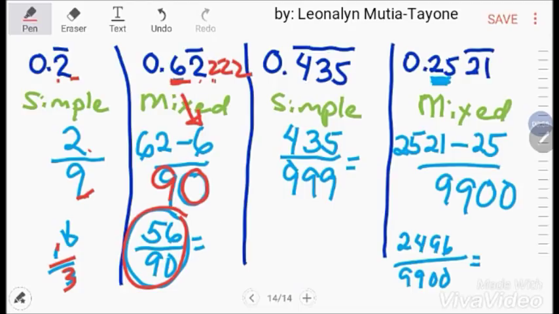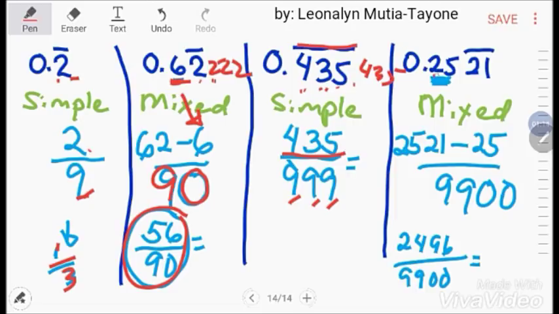Ito 435, ito yung repeating na number. At 435, laging 435, bali tatlong klaseng digit. So, yan lang ding tatlo na yan. So, tatlong 9. At isulat mo siya, 435. Yan na yung equivalent niya. At hanapan mo na lang kung masimplify pa siya.